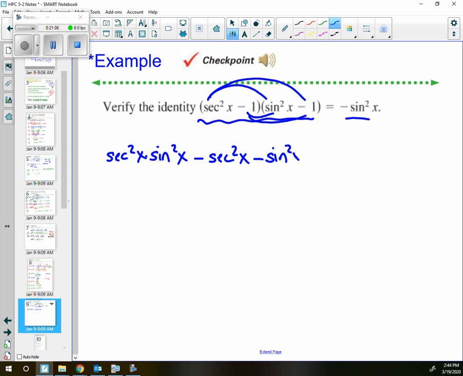Insides, minus sine squared of x, and then plus 1. Be careful in the sign for that last one. It would be plus 1. And what we're shooting for is that should be equal to negative sine squared of x. All right, let's take a look at the left-hand side.